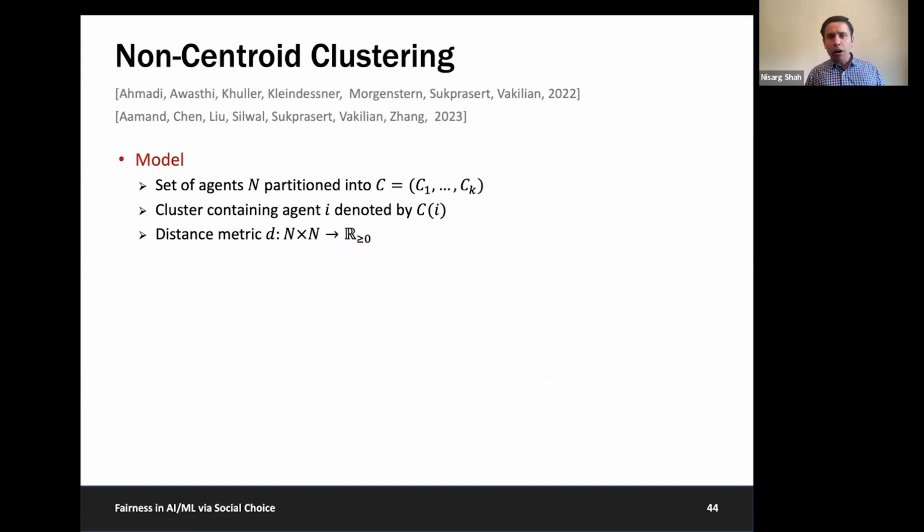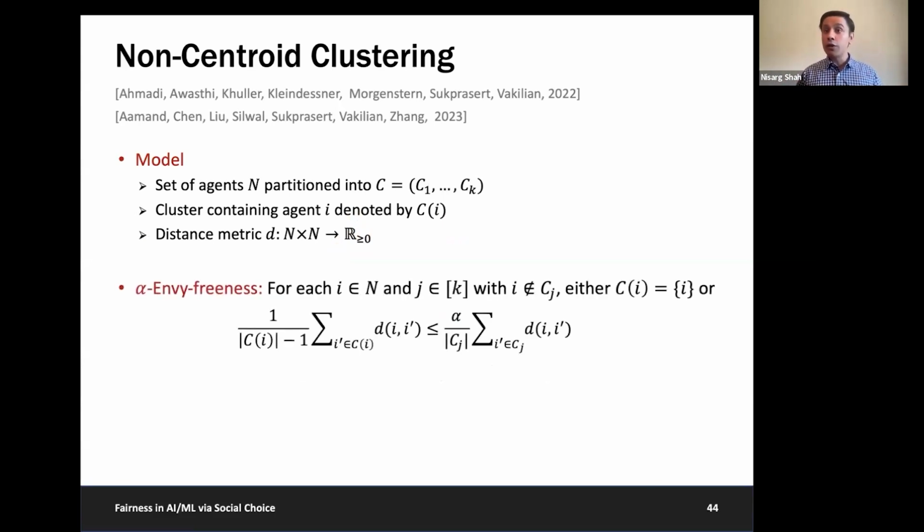All right, so the basic model is that you have this set of agents N, you want to partition them into this clustering C, and the cluster containing agent i would be denoted by C(i), and you have a distance metric d on pairs of agents that's given to you. This distance metric is used for defining the utilities, or rather the costs in this case, that the agents have for being part of a cluster. The cost is going to be defined as the average distance to the other agents who are in that same cluster.